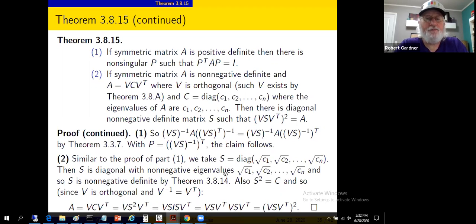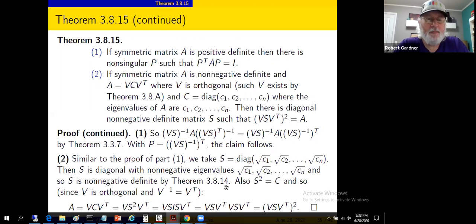So we might have zeros for eigenvalues, and the square roots, some of these might be 0. So we'll have that S then is non-negative definite because we get these eigenvalues c1 through c sub n, these diagonal entries, square root of c1 through square root of c sub n, as non-negative. So S itself is non-negative, as we argued above. In a diagonal matrix, the eigenvalues are the diagonal entries. And these are the diagonal entries for S. We had S squared equals C, okay, because we're dealing with diagonal matrices.